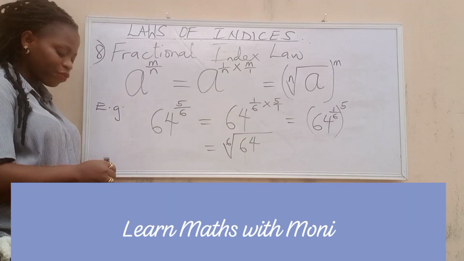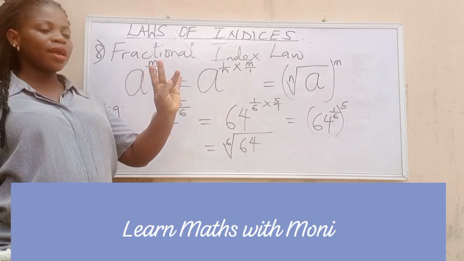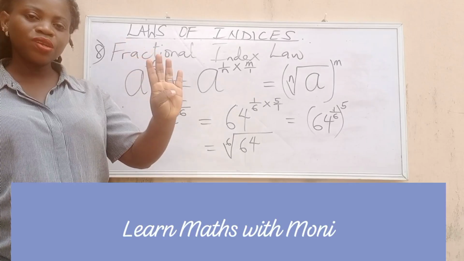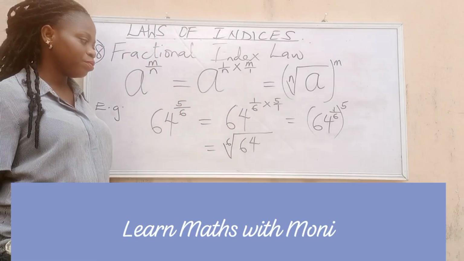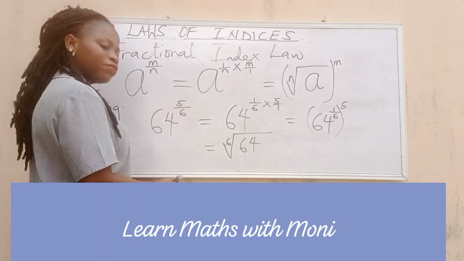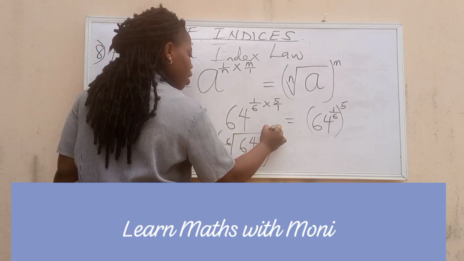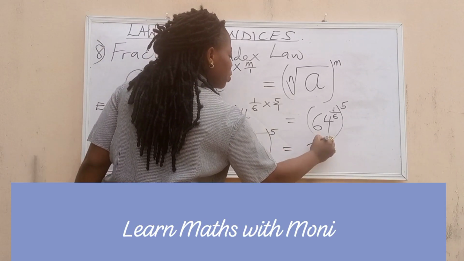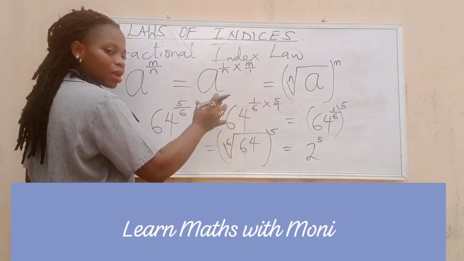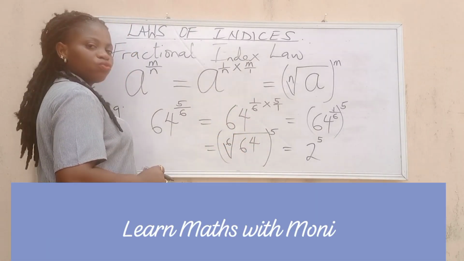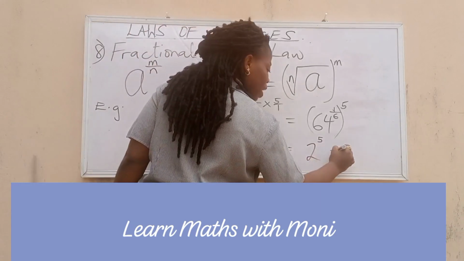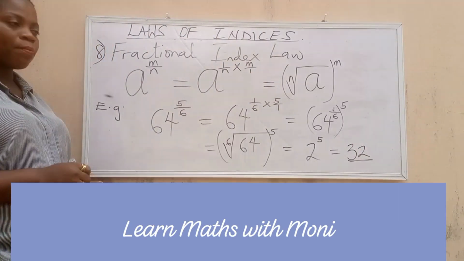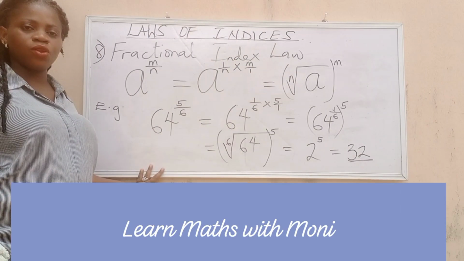The sixth root of 64 is 2. 2 times 2 is 4, times 2 is 8, times 2 is 16, times 2 is 32, and times 2 is 64. So I have the sixth root of 64 raised to the power of 5, which is 2 raised to power 5. The entire bracket, which is the sixth root of 64, is 2. Raised to the power of 5, that is 32. And that is all about the fractional index law.